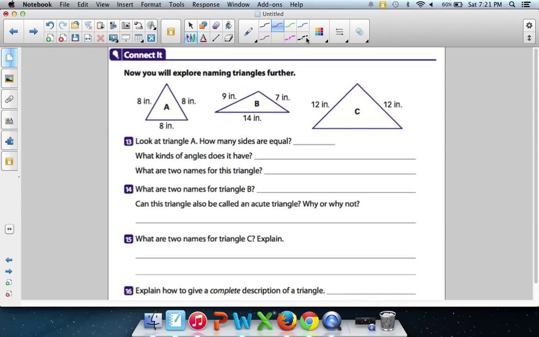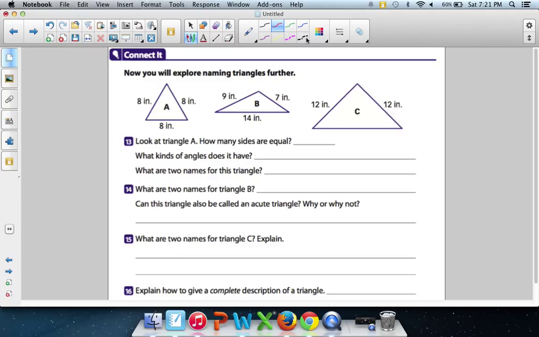Now you will explore naming triangles further. So we have to name triangles. Triangles can have a bunch of different names. You always want to look at either the sides or the angles. Sides or angles. Okay, enough of that. Let's move on.